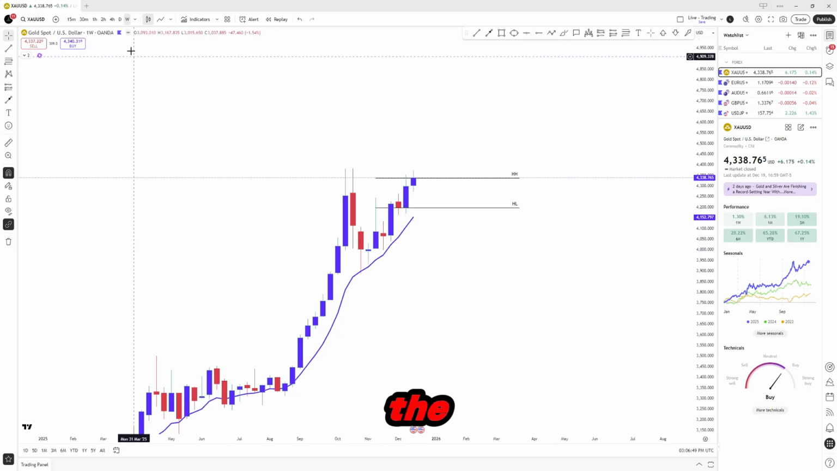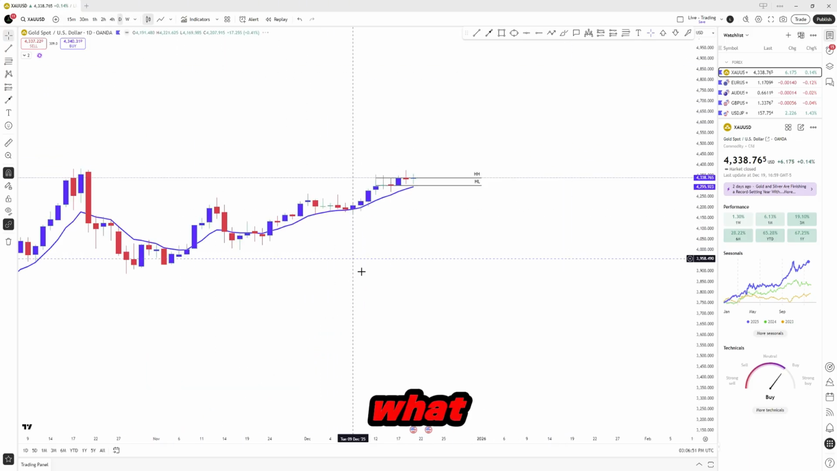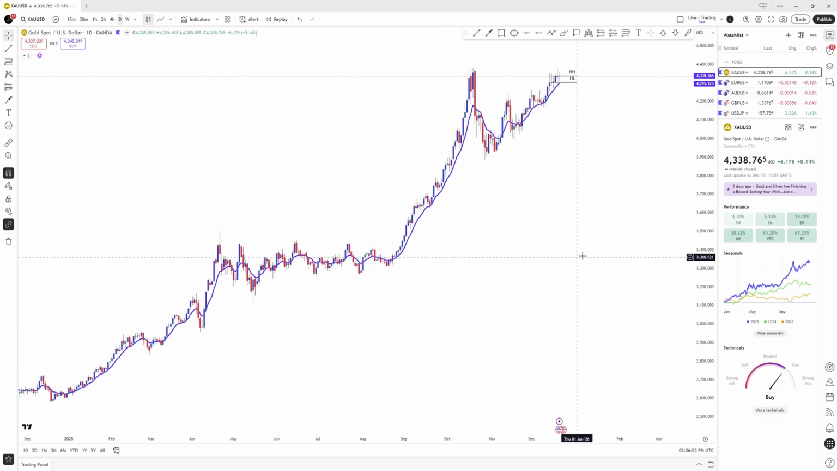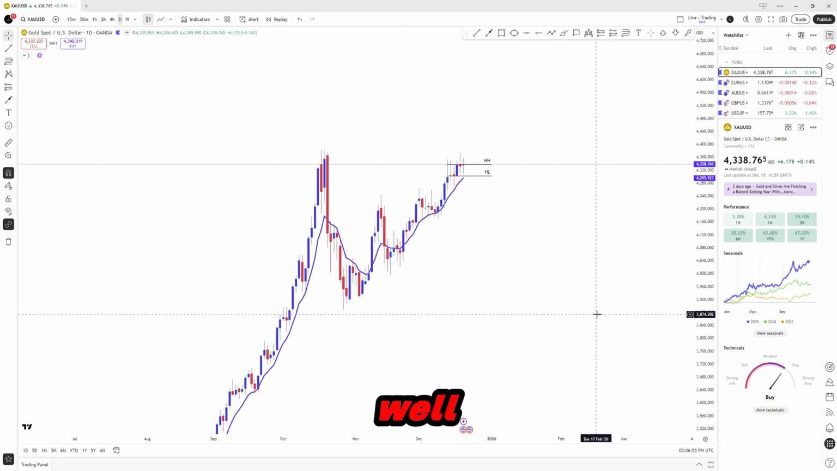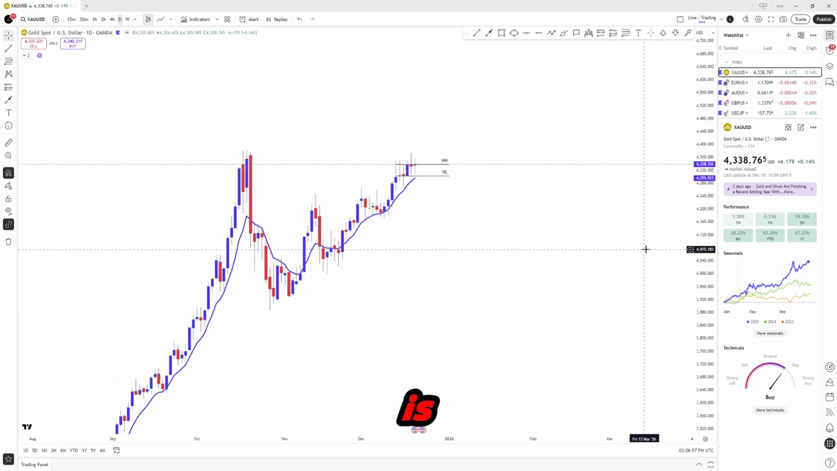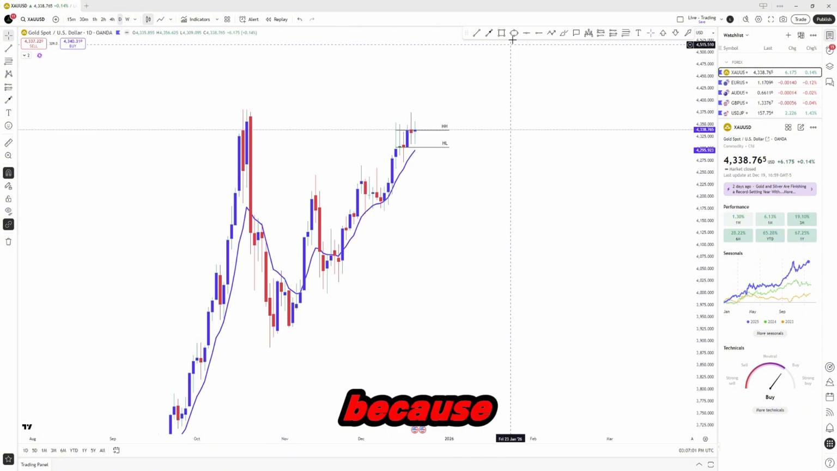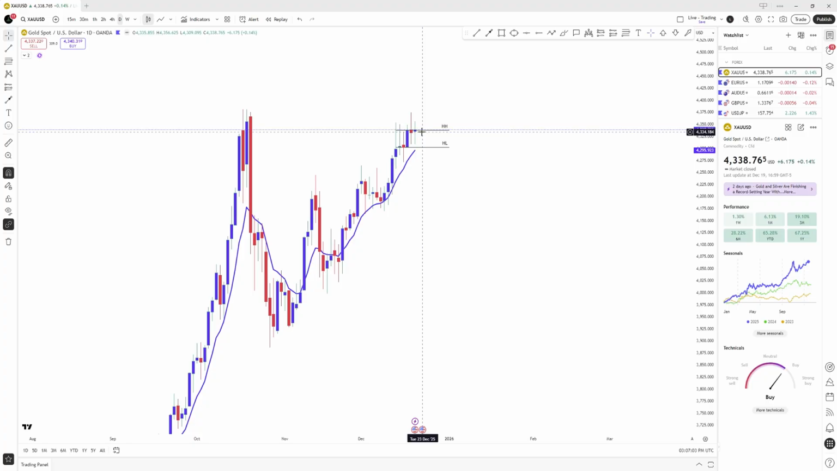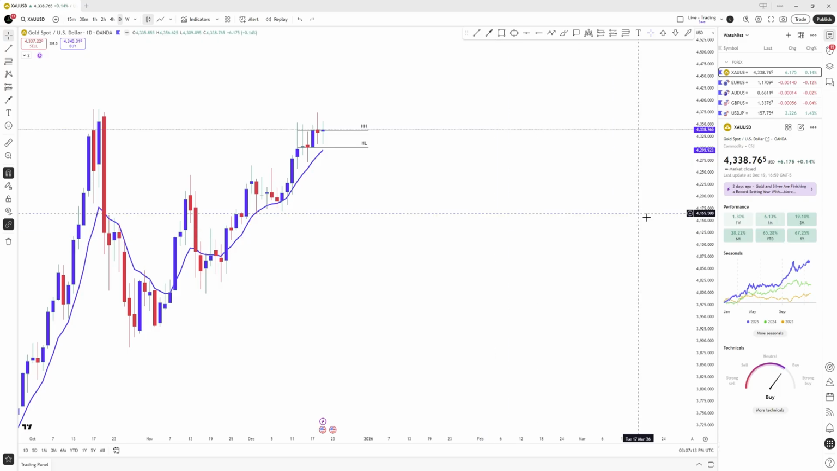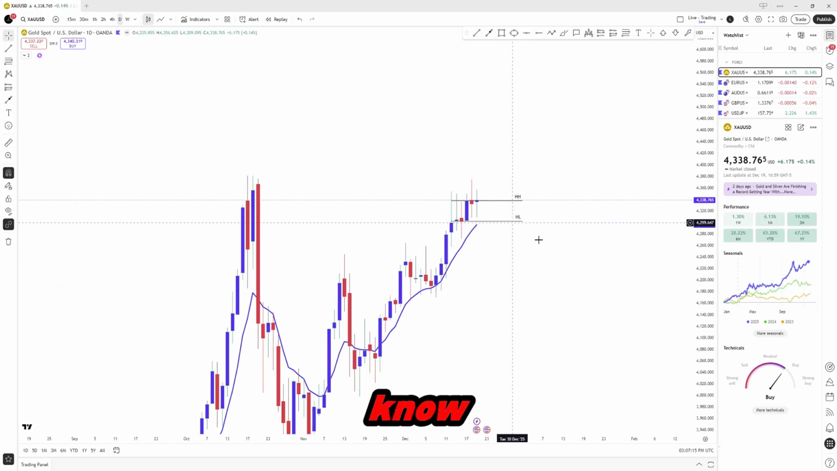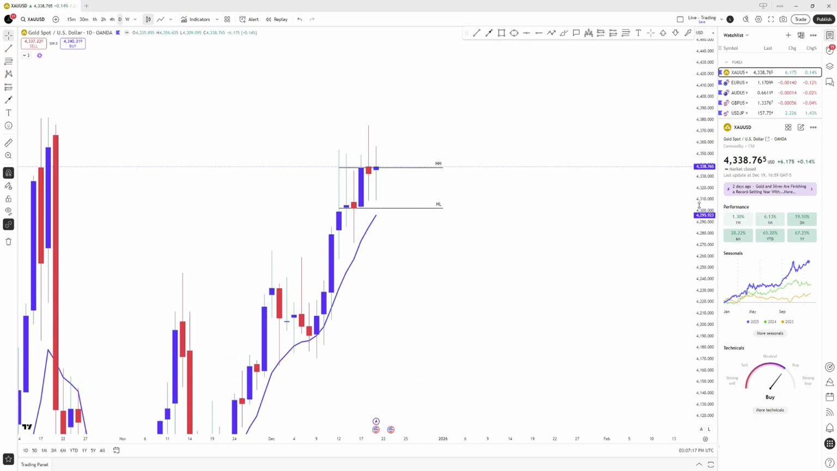We go down to the daily time frame and see what the daily is doing. Well, the daily is also bullish. How do we know? Because this used to be our higher high and this used to be our higher low. Gold closed above our higher high. How do we know? So we zoom in.